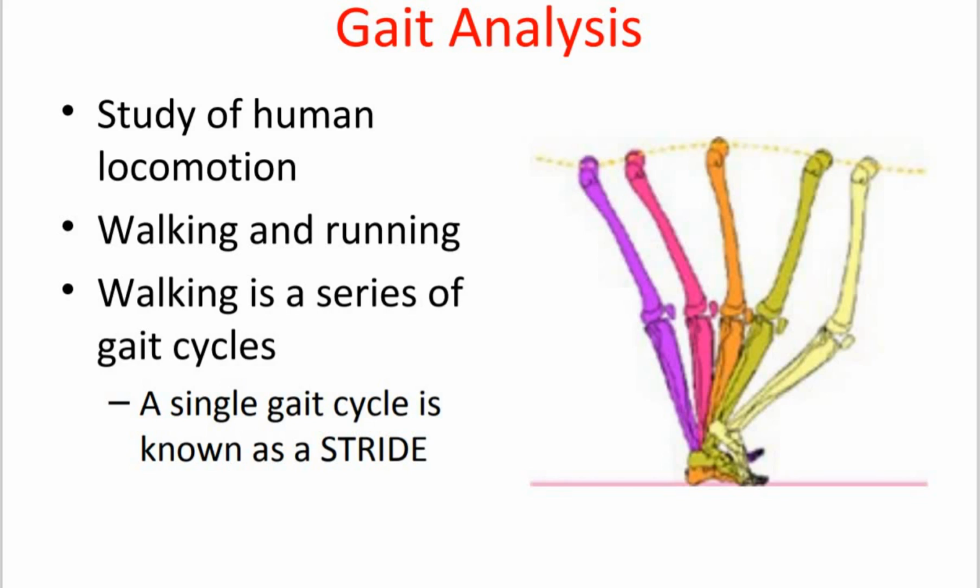Good morning. In this video we are going to see the gait analysis of the human body. What is gait analysis? It can simply be said to be the study of human locomotion, or the human body's forward propulsion. It can be in both walking and running. Walking is a series of gait cycles. A single gait cycle is also known as a stride.